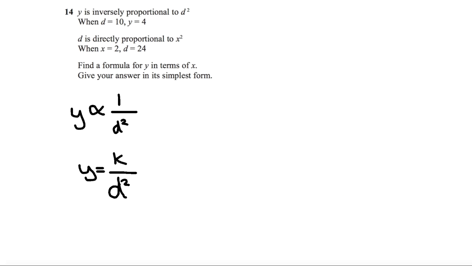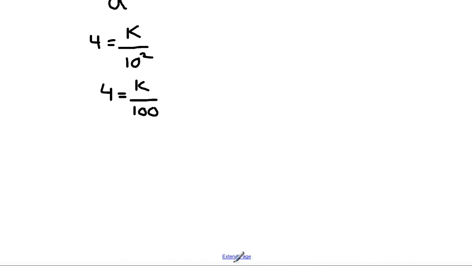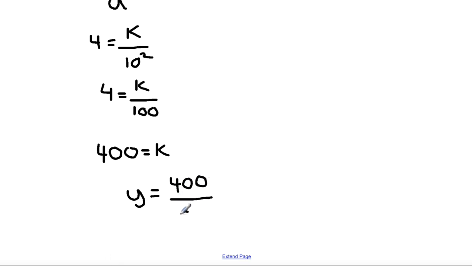Given we have the values of y and d, we can solve for k. So the value of y is 4 equals k over 10 squared. 10 squared is 100. So 4 equals k over 100. To make k the subject, we need to multiply both sides by 100. So 4 times 100 is 400. Therefore, the value of k is 400. So we have y is equal to 400 over d squared.